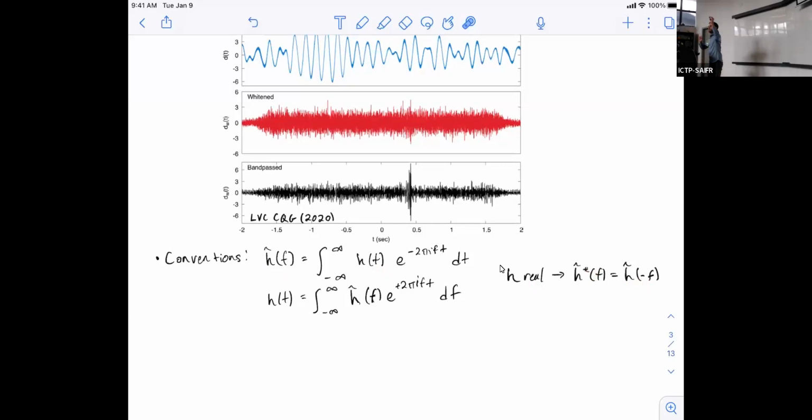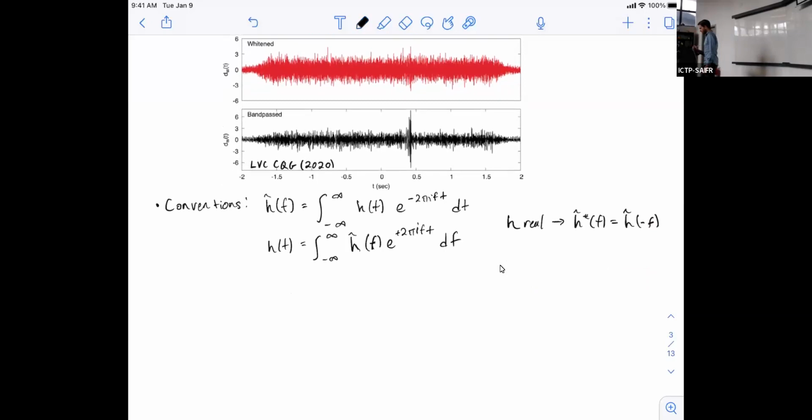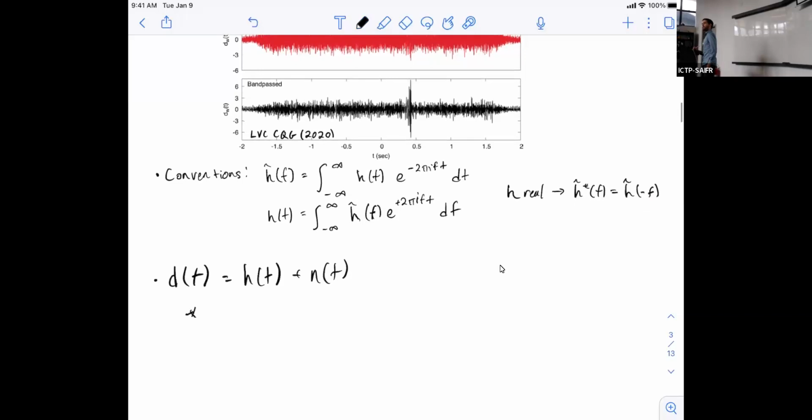All right. So with the conventions out of the way, let's look at our assumptions. Our assumptions are that the data is going to be composed of some real signal plus some noise process. This noise process is a random process, and we're going to need to assume some properties of it to make any progress at all. And the properties we're going to assume are that it's stationary and ergodic.